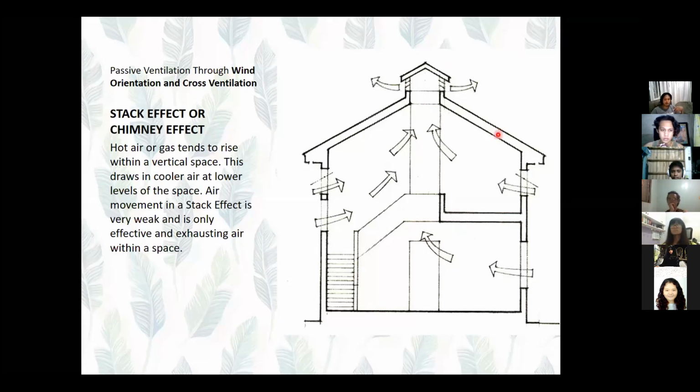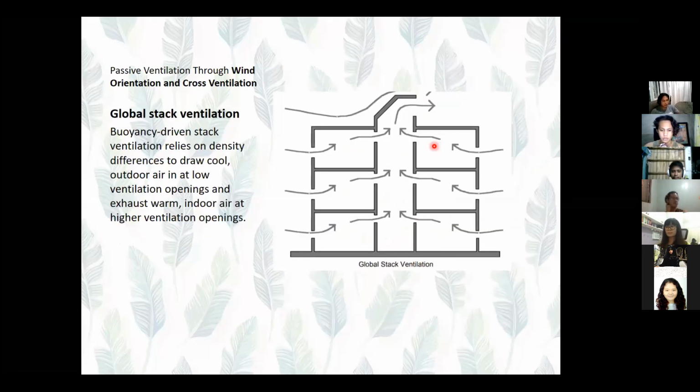On the example, simple, isang space lang. How about if you have multiple spaces? Ganyan. Okay, global stack ventilation, as we call it, could also be possible. Okay, kung makita ninyo, you allow difference ng openings para yung hot air will really follow through the stack. And the most common stack area talaga for tropical design is the hagdanan. Okay, makita nyo, dito man itong pinaka-common area.